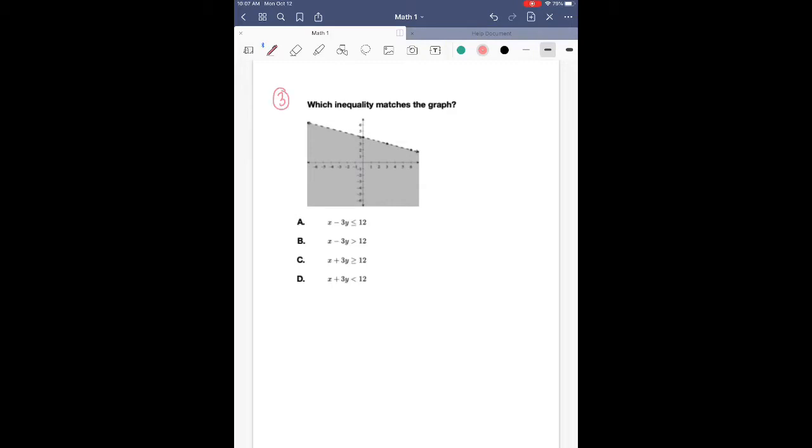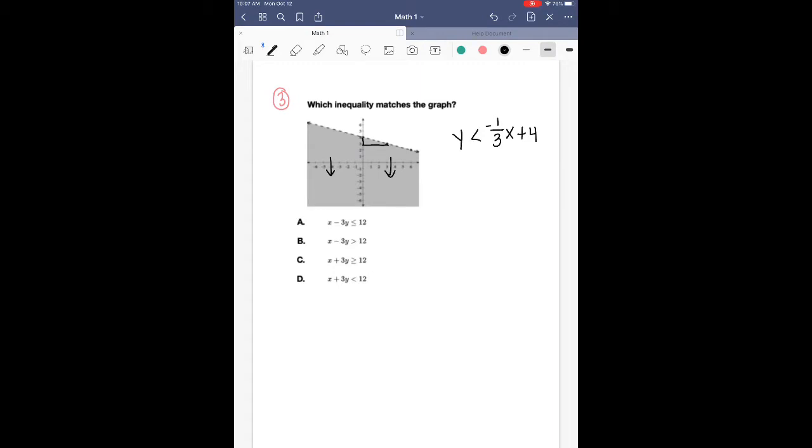All right, so number 3. We have, which inequality matches the graph. When I look at this graph, I can see that I have shading that's going down, and I have a dashed line, so we know we're going to have a less than. And we have a y-intercept at 4. My slope is going down 1 and right 3. So down 1, right 3 is negative 1/3 x plus 4.